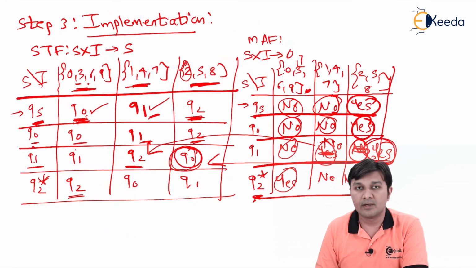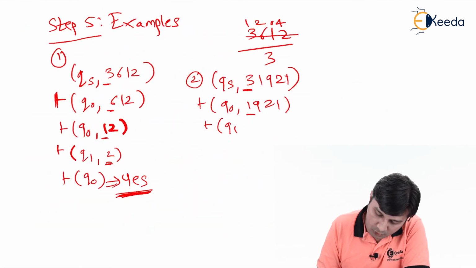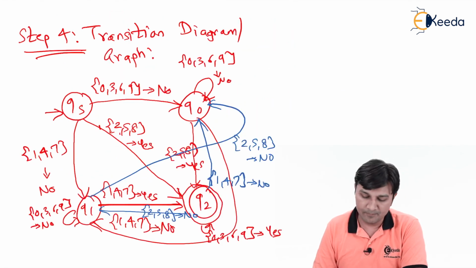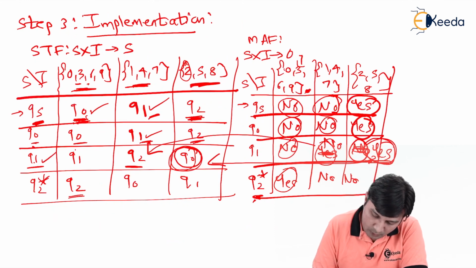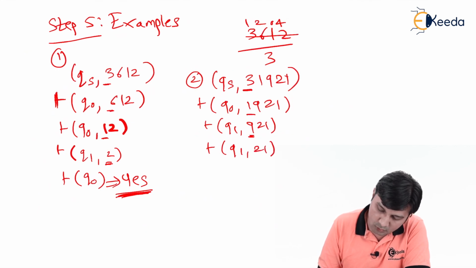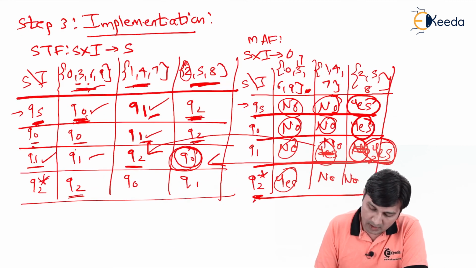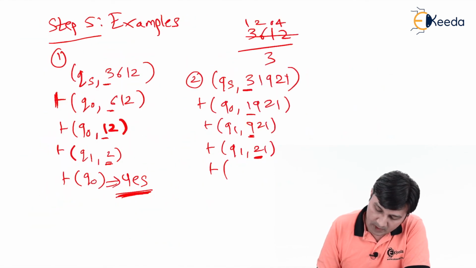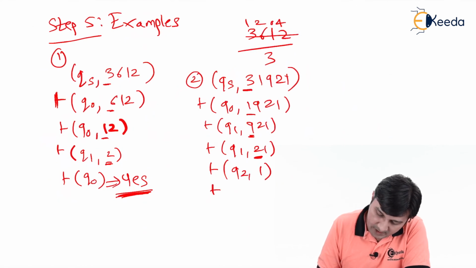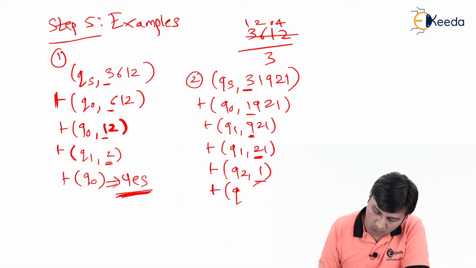Q0 on receiving 1 goes to Q1. So let's write over here Q1, remaining is 921. What is Q1 on receiving 9? Q1 on receiving input 9 goes to Q1 again. So write Q1, pending is 21. What is Q1 on receiving 2? Q1 on receiving input symbol 2 is Q2. So I say go to Q2, pending is 1. What is Q2 on receiving 1? Q2 on receiving 1 is going to give me Q0.